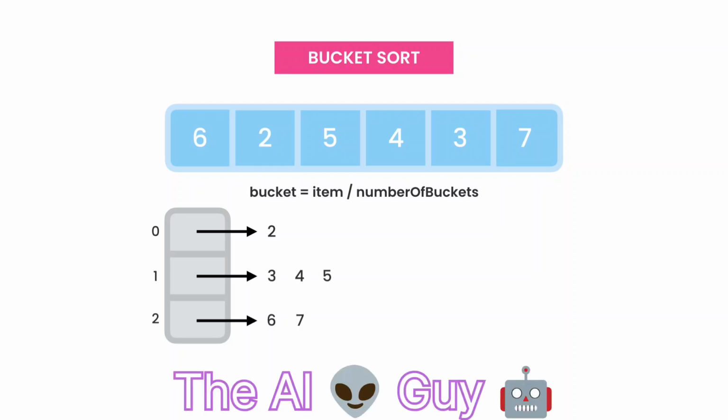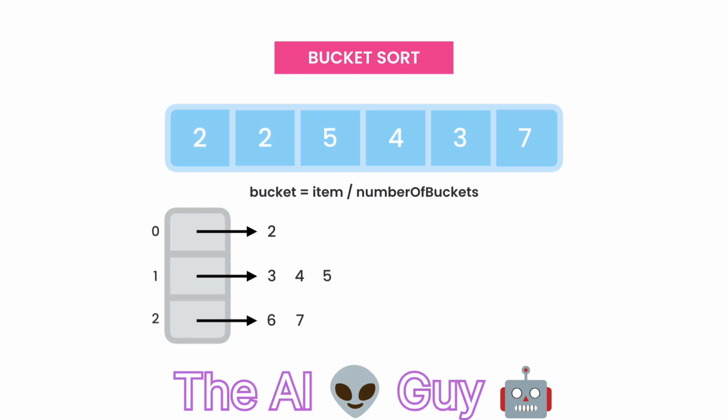Now we sort these buckets individually using another sorting algorithm. It doesn't matter which algorithm. We can use insertion sort or quick sort. That's an implementation detail. Finally, we start iterating over the buckets array, get each item in each bucket, and put it in the input array.